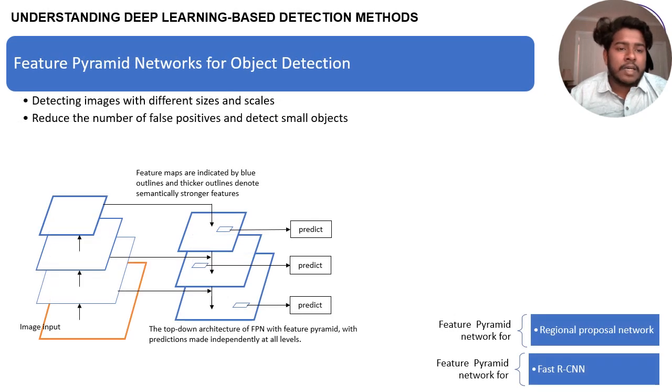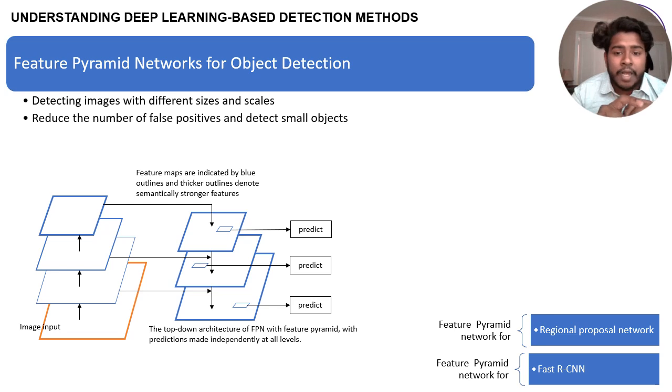The next method also comes under the deep learning based detection methods, that is FPN, a feature pyramid network for object detection. As you can see from the images, this method is capable of detecting objects with different sizes and scales. You can see from the architecture that it has a pyramid like structure, that is a top down architecture or bottom up architecture. Also, this method has some lateral connections between the layers. Because of these two things, it can detect small objects from the images, and that is the major advantage of this algorithm, that is FPN.